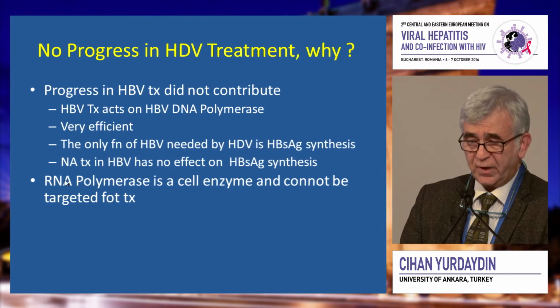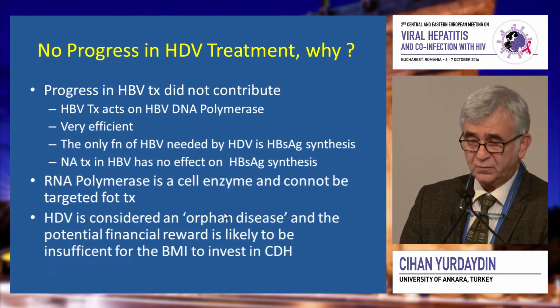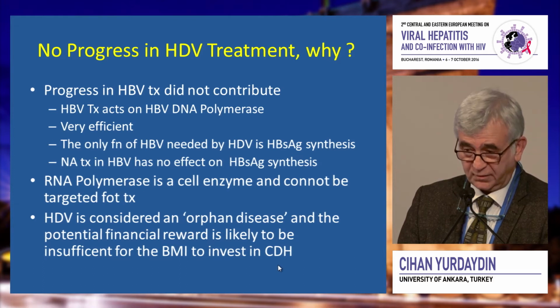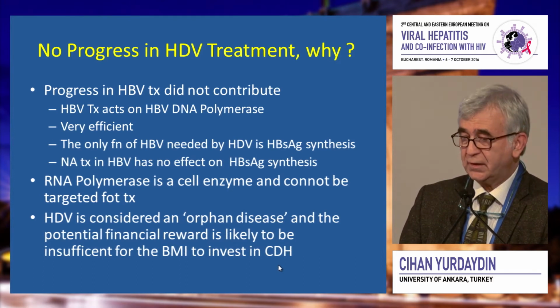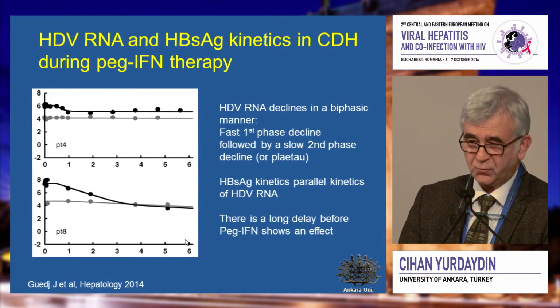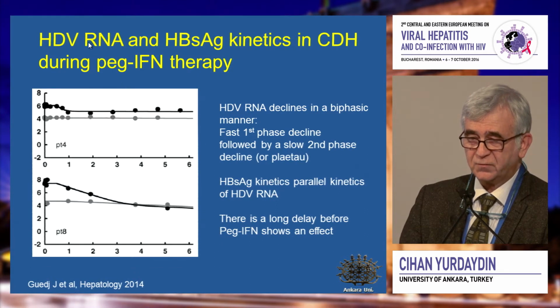In delta hepatitis, we have an RNA polymerase. It's a cell enzyme and cannot be targeted for treatment. And HDV is considered an orphan disease. It's not endemic, and the potential financial reward is likely to be insufficient for the biomedical industry to invest in delta hepatitis. As you know, we are not living in an ideal world, and that was told to us decades ago by Hollywood. Nobody is perfect in this world, including the biomedical industry.